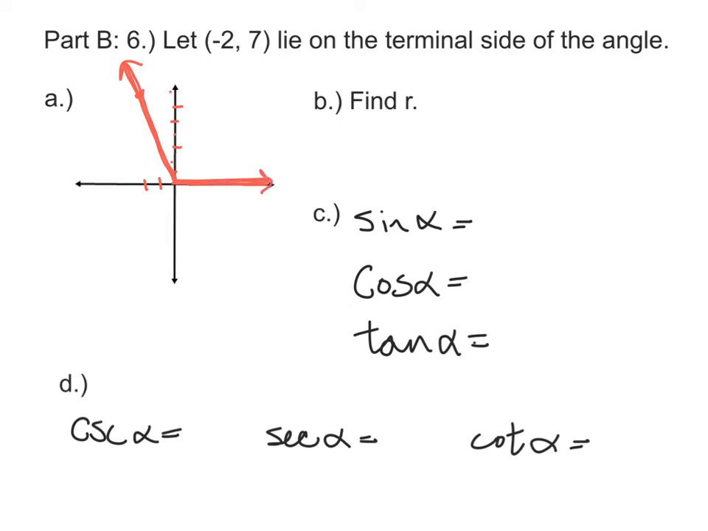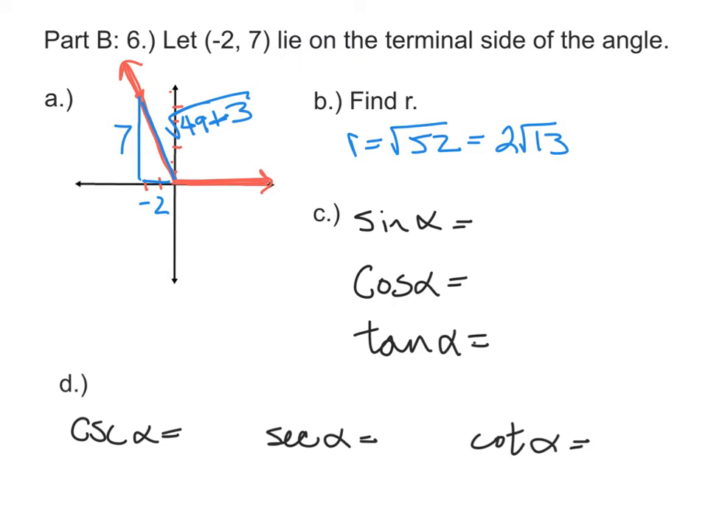And there's our angle. To find r, what we do is imagine this little triangle right here, where the base of the triangle is -2 and the height is 7. r is the length of the hypotenuse. In this case, it's the square root of 7 squared plus 2 squared. So r is going to equal the square root of 52. 52 is 4 times 13, so that would be 2 square root of 13. Now that we have that, we've got everything that we need to find all of our trig values.